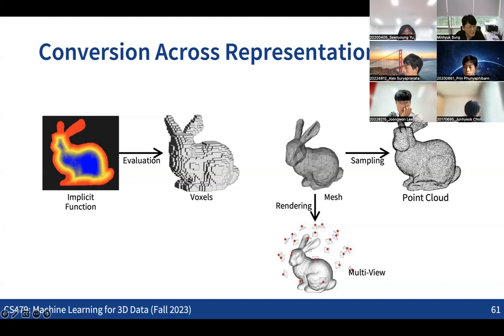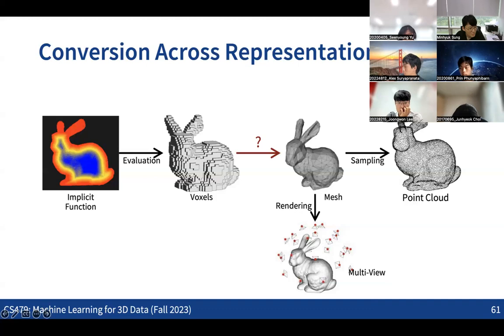The problem might be in the other direction, for example from voxels to mesh. How can we convert voxels into a mesh, right? So we might need some other way around. Now we can see this sequence: from the implicit function to voxels, voxels to meshes, and meshes to point clouds. Which means we can do this sequential conversion from the implicit function to the point cloud. And then the question is how we can also do the other way around.